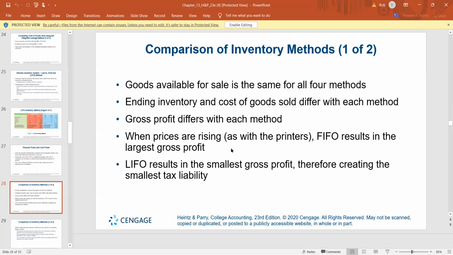When prices are rising, as with the printers, FIFO gives you a high gross profit. Let me repeat that. In an economy of rising prices, FIFO results in the largest gross profit or net income. Okay. The questions on the test will always be in terms of a rising economy. I don't think you're going to get anything about deflation.